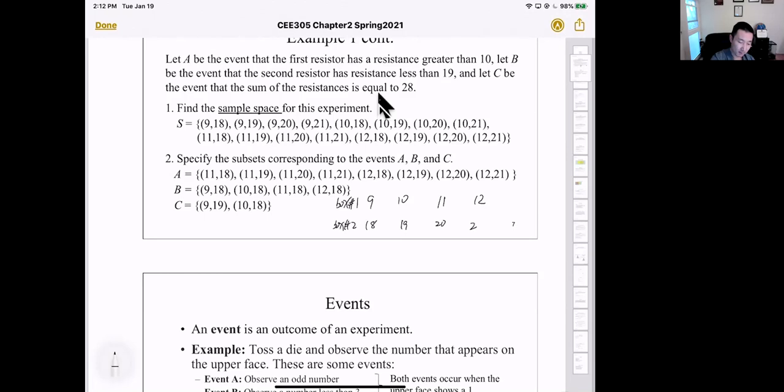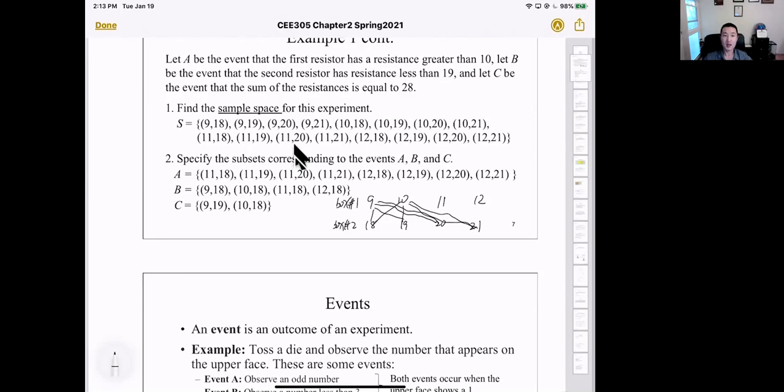So for this experiment, how can we find the sample space? The first step, we pick 1 from box number 1. If the first one is 9, then we could have 9, 18, 9, 19, 9, 20, and 9, 21. If the first pick is 10, then we have 10, 18, 10, 19, 10, 20, and 10, 21, and so on for 11 and 12. So that is totally 16 possible outcomes, like we can see from the sample space.